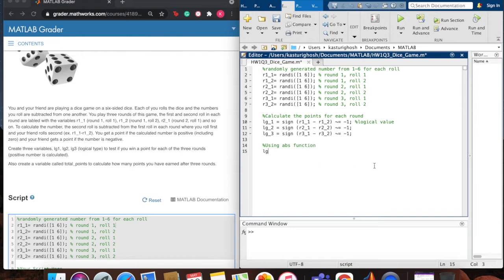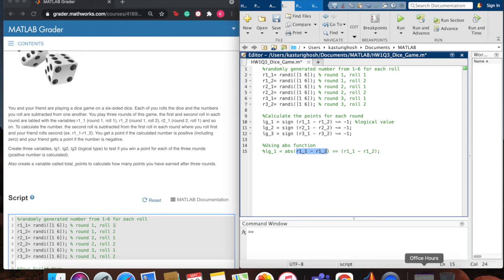All right, HW01 equals. And I'm going to comment all of these out because I've already calculated my LG1, 2, 3 values, and I don't want to repeat it, but it's a good thing to know how to solve this question using other methods. So I would say ABS of round 1, roll 1 minus round 1, roll 2 equal round 1, roll 1 minus round 1, roll 2. Okay, so how would this particular code work?